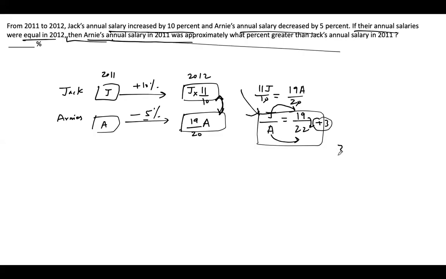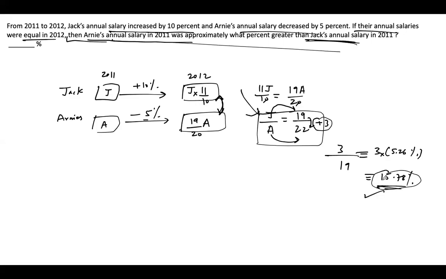3 greater, by 22, by 19, sorry. So greater than Jack. Base, greater than Jack's salary, the base is 19. So 1 by 19, approximate value. 1 by 19 is 5.26%. This would be 15.78%. 78, yes.